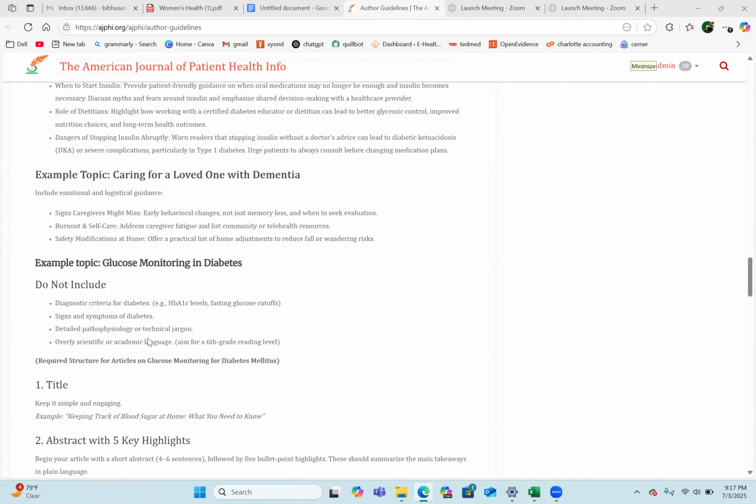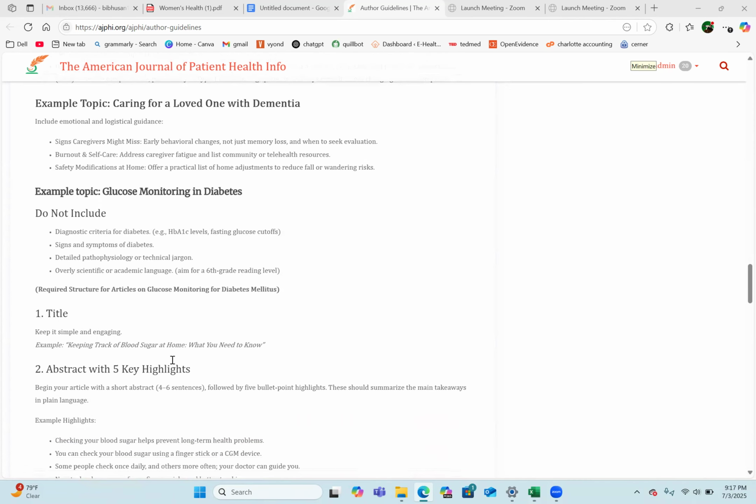Pathophysiology: if I see pathophysiology of some disease, I just skip that. So make sure you write the article in language that a sixth grader can understand.